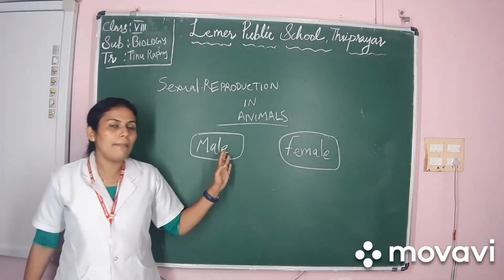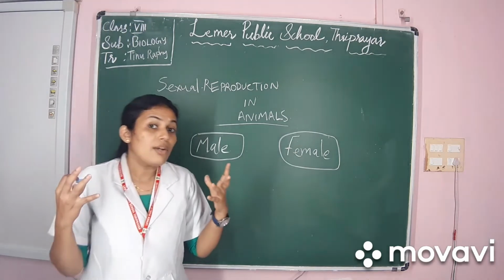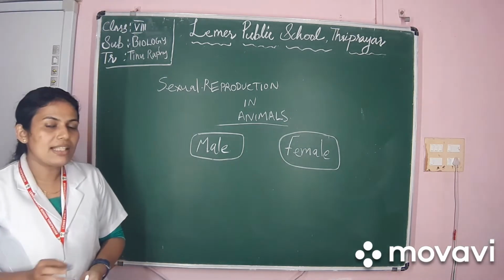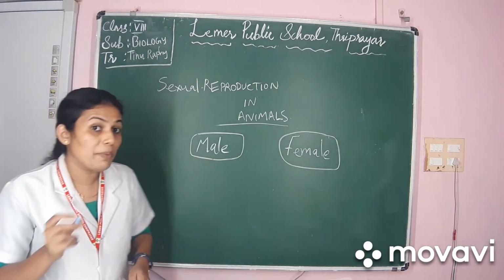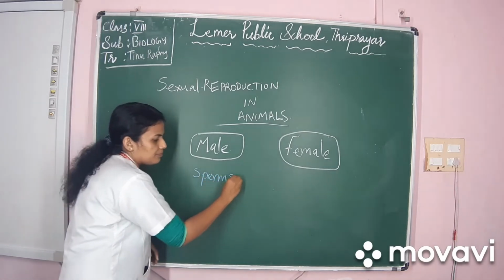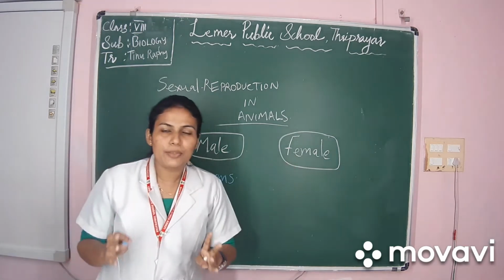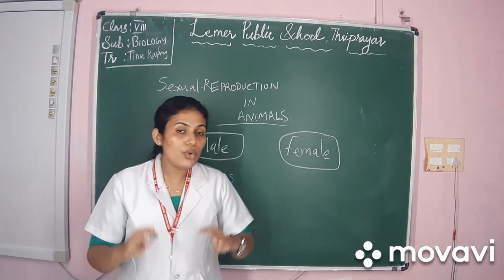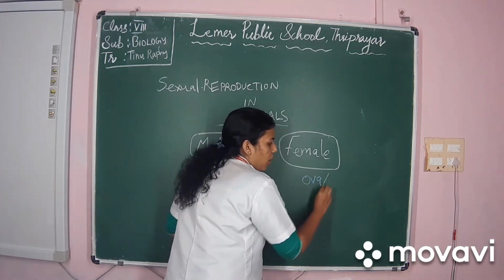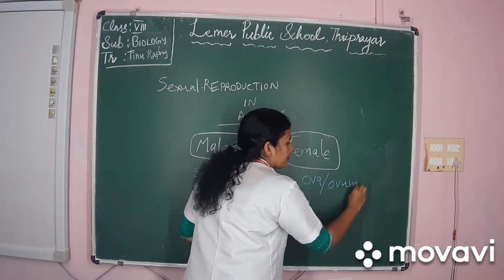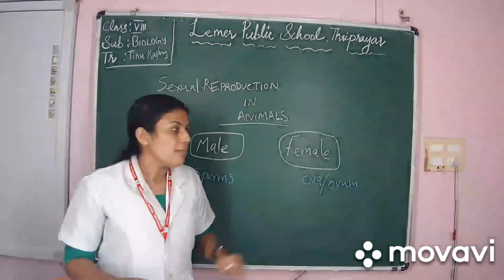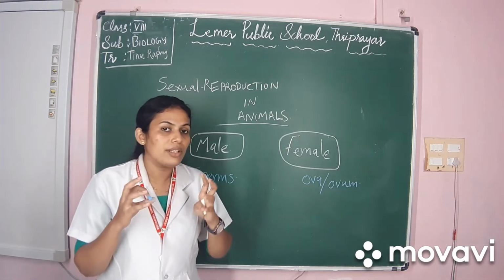So the gametes from the male parent and the female parent fuse together to form a zygote. The male parent produces male gametes, and those male gametes are called sperms. The female parent produces female gametes, and those female gametes are called ova, or ovum. So sperms and ova are the male and female gametes produced by the individuals involved in the reproduction.